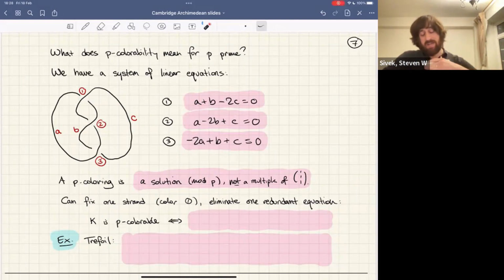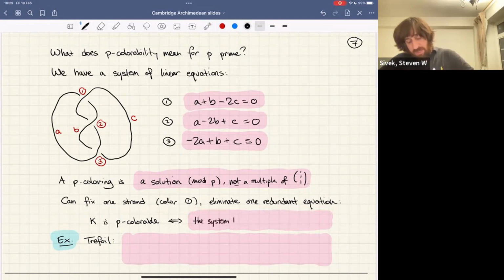So what we can do is, by adding some multiple of the all ones vector, we can fix the first strand, say A, to have color 0. And then we've set A equal to 0, and it turns out we've got 3 equations and 2 variables, and one of them is redundant. So if we eliminate one of them, then what we get is that K is p colorable if and only if, after we've fixed a color of one strand and eliminated one equation, the system that you're left with has a non-zero solution, mod P.